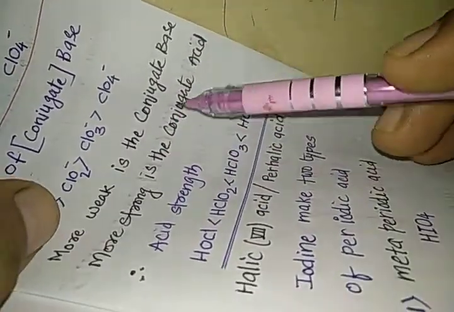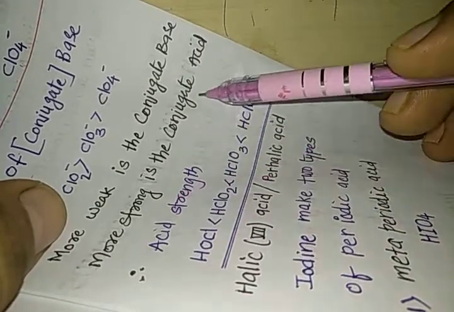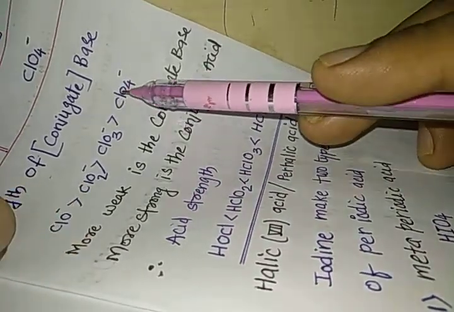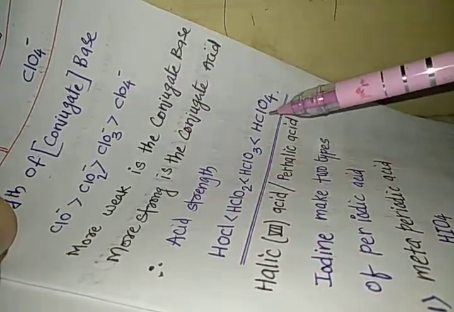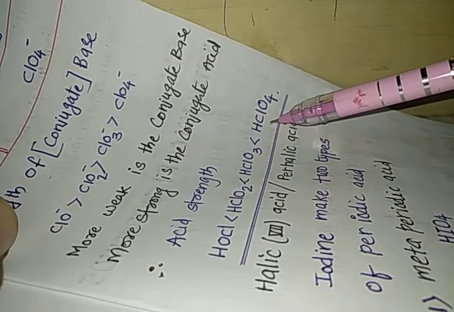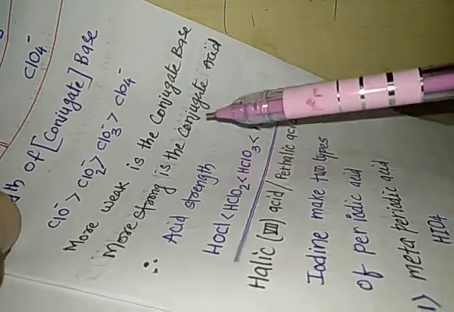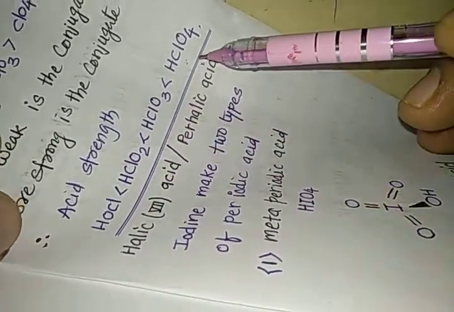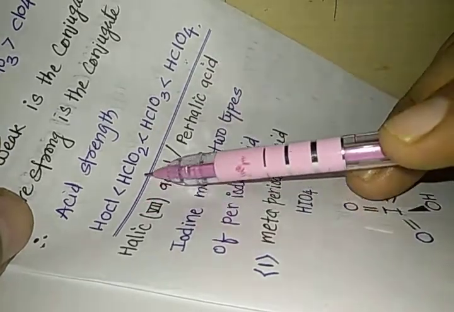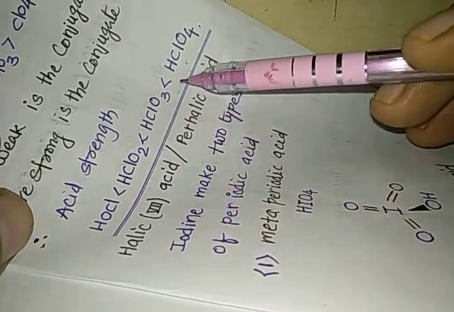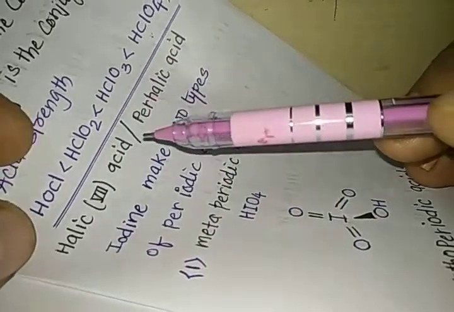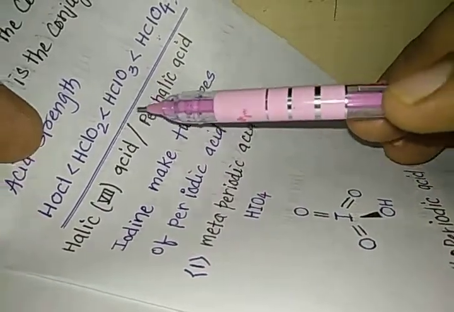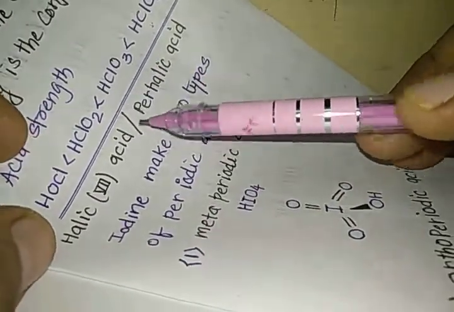The weaker the conjugate base, the stronger the conjugate acid. So the conjugate acid of ClO4 minus is HClO4. That is why it is the strongest acid. So the acid strength we can write as HOCl is less than HClO2, which is less than HClO3, which is less than HClO4. This is how we can understand the strength of the oxoacids.